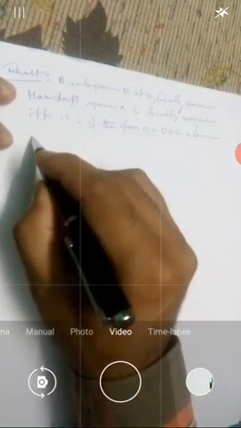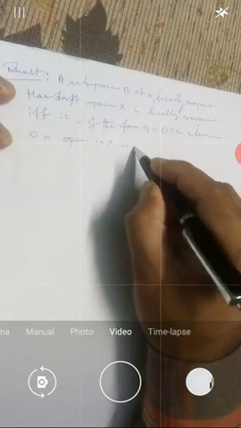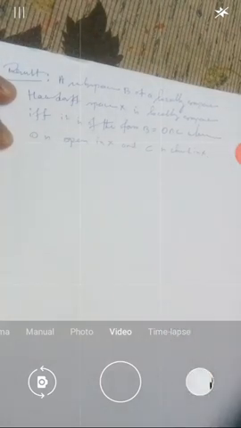X is locally compact if and only if it is of the form B equal to O intersection C, where O is open in X and C is closed in X. Okay.